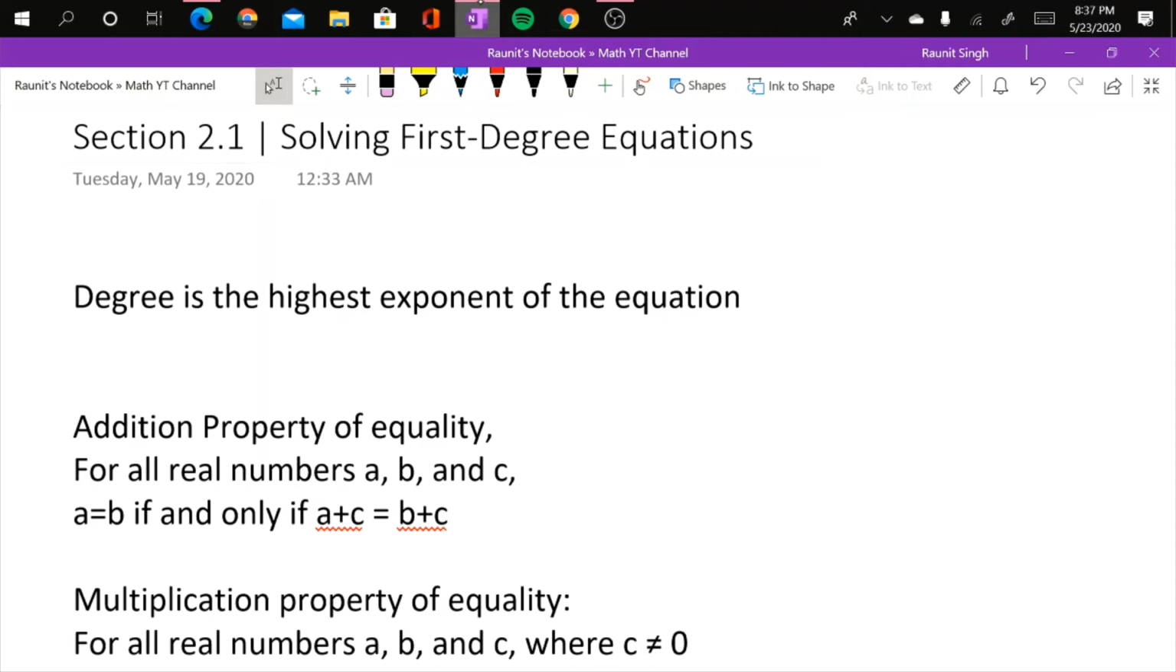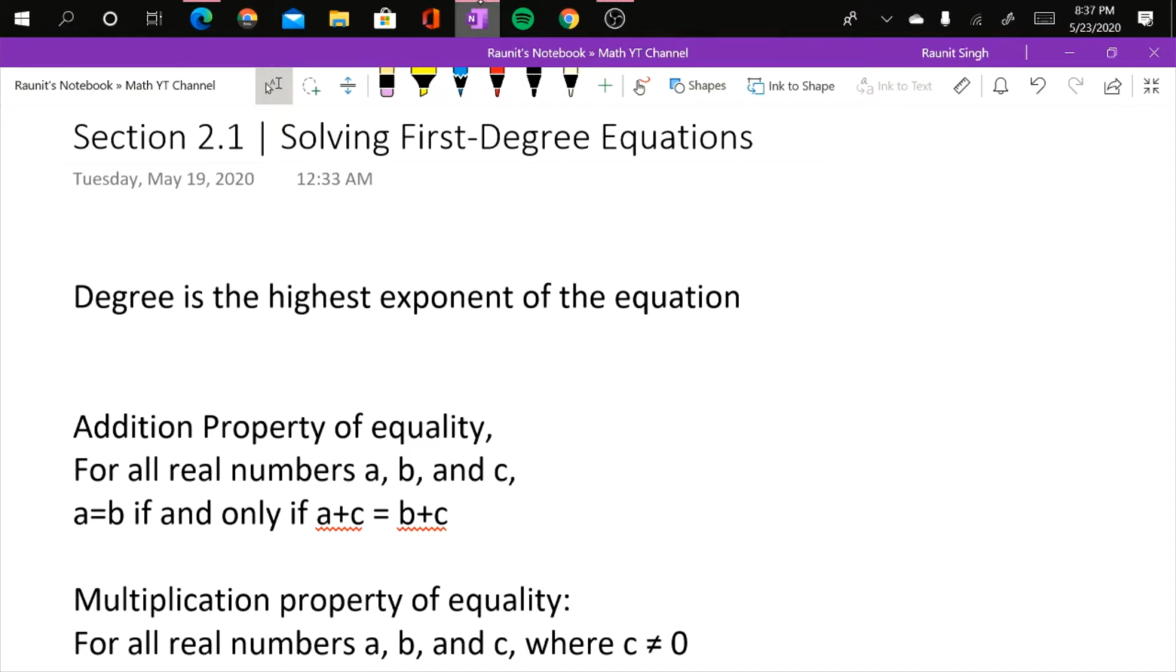Alright, welcome back everybody. So today we're going to be talking about section 2.1, solving first degree equations. And we're going to start off with talking about what a degree is. So a degree is the highest exponent of the equation.